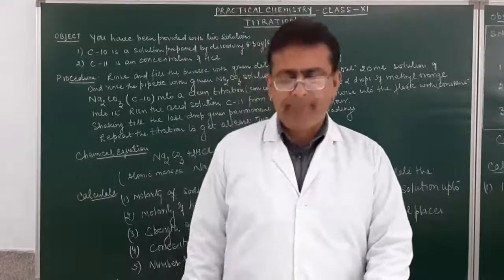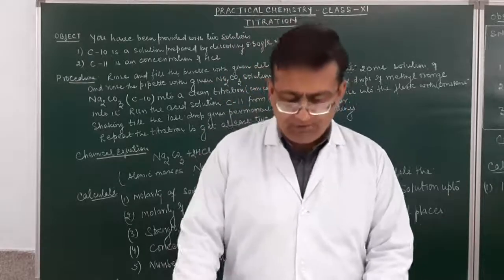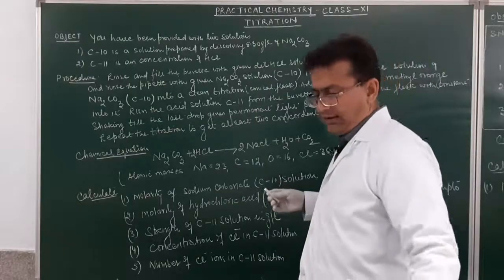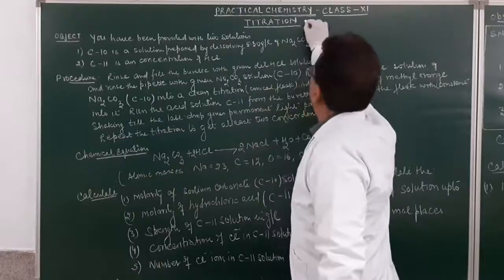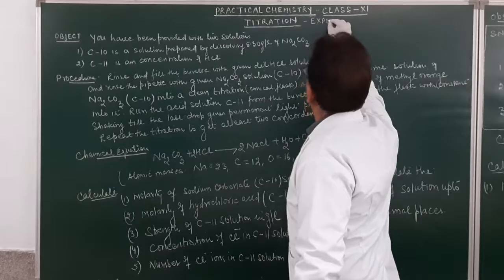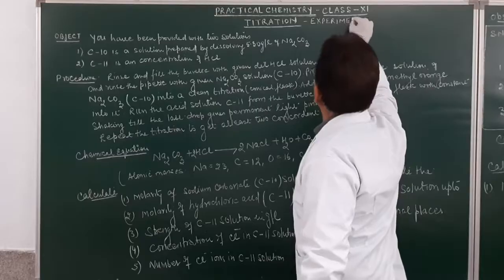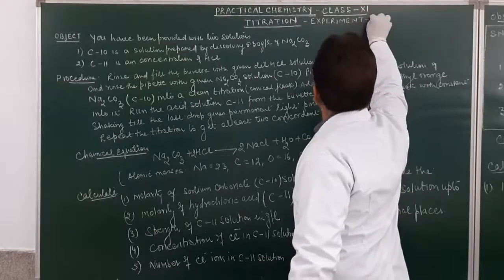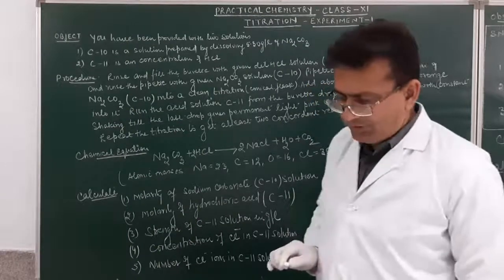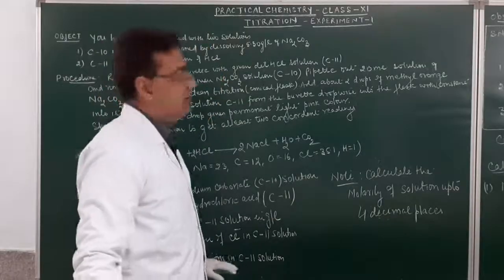Now, students, today this is your experiment number 1 in class 11th. What you have to do? This is a practical titration, and this will be your experiment 1. So, this is experiment 1 and this is acid alkali titrations. What is being given to you? The object or aim of the practical.